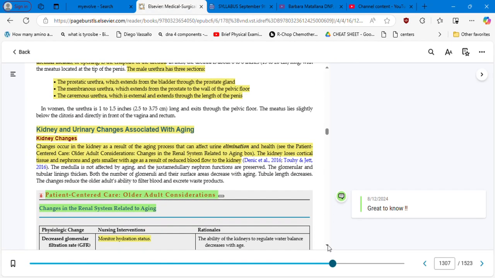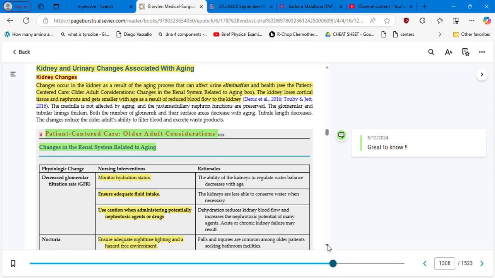Now, kidneys and urinary changes associated with aging. This is always going to be in all my exams. All my exams are going to have questions about the changes associated with aging. Kidney changes occur as a result of the aging process that can affect urine elimination and health. Changes in the renal system related to aging are very important to remember, and the kidney loses cortical tissue and nephrons and gets smaller with age as a result of reduced blood flow to the kidney.